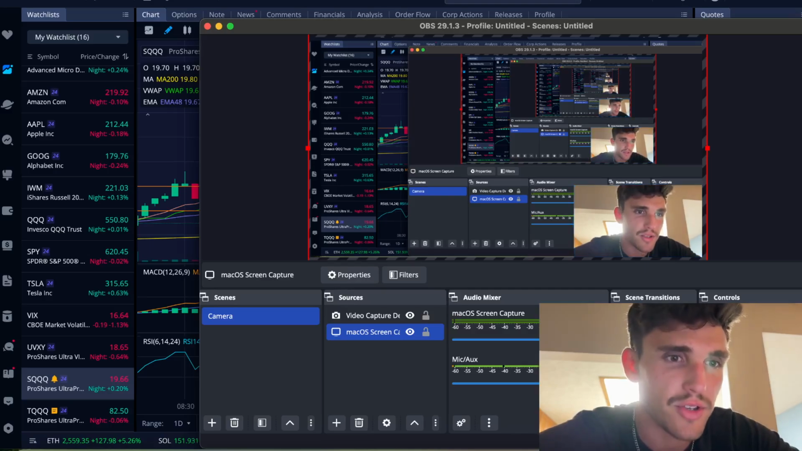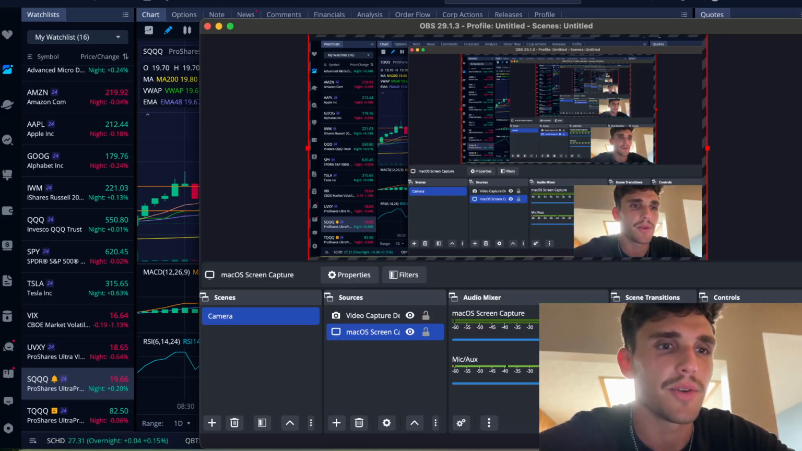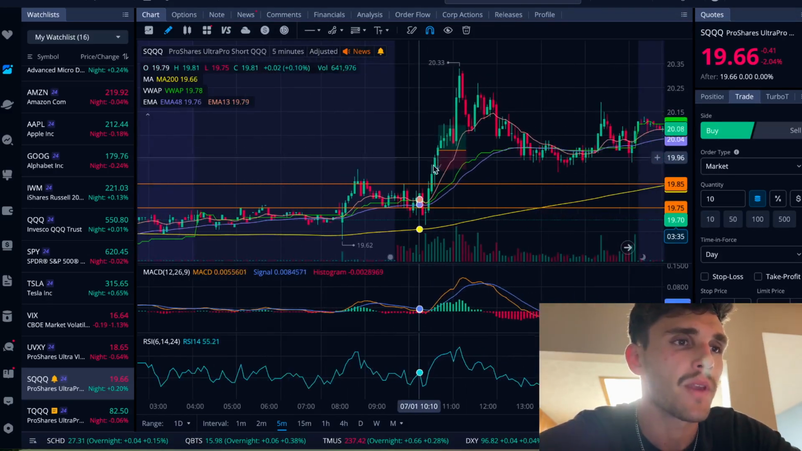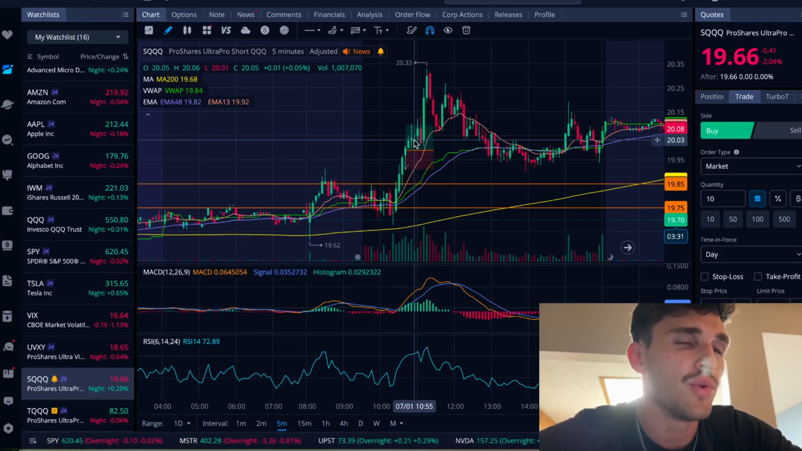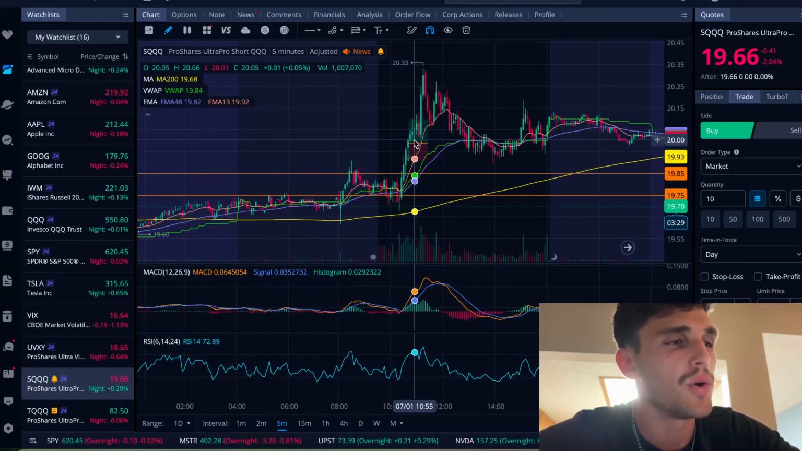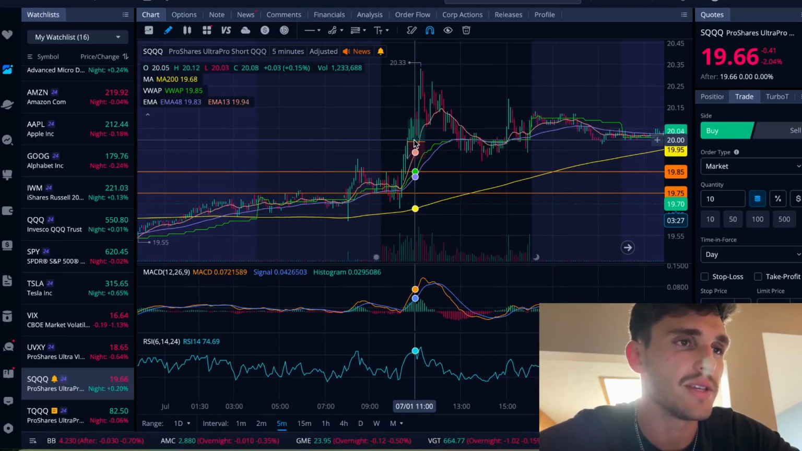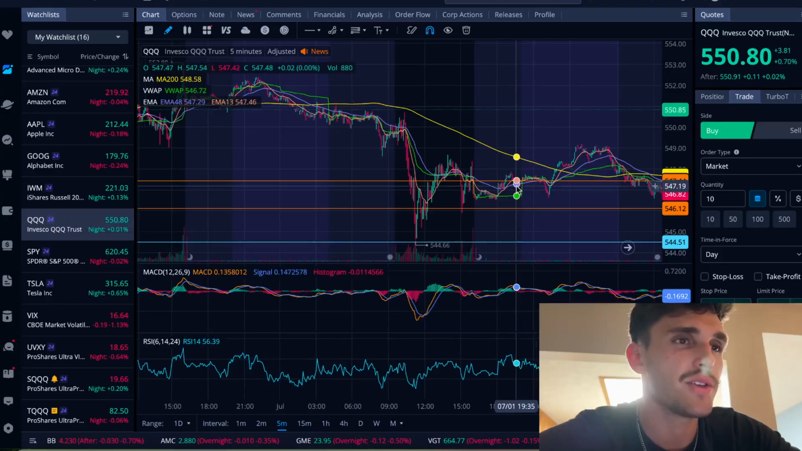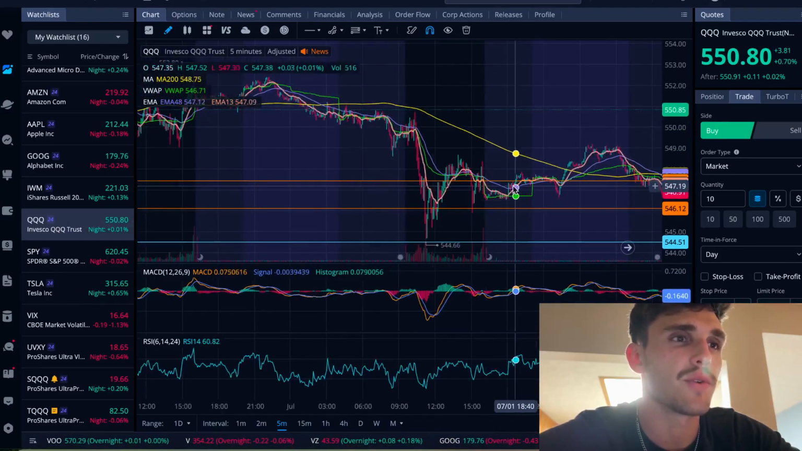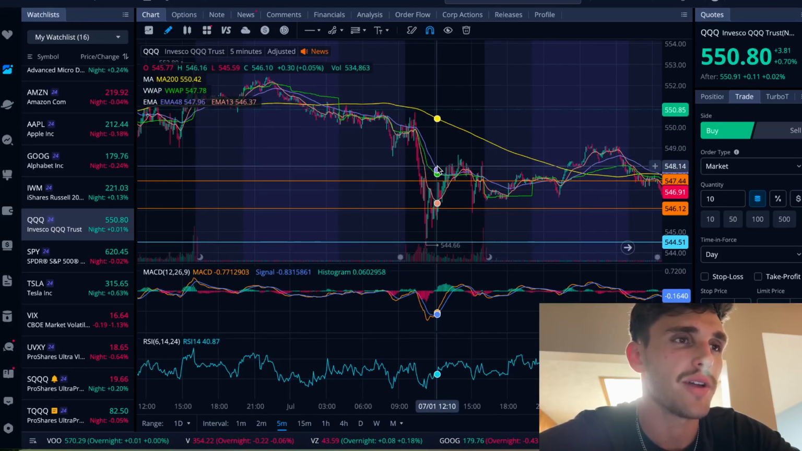I'm periodically going to check this just to make sure the camera is actually still working. So we didn't get the push we're looking for, and then we ended up getting a move up on SQQQ, which means a move down on QQQ. So essentially, if I go back to QQQ, this is what I was looking for. So this is the first, July 1st.